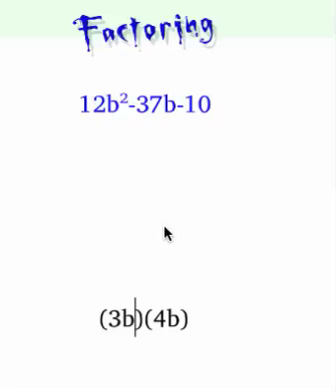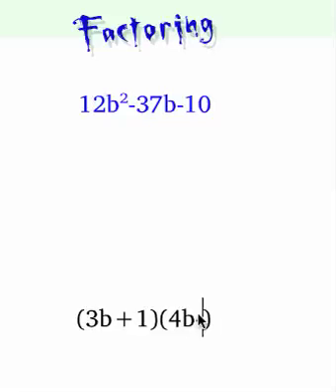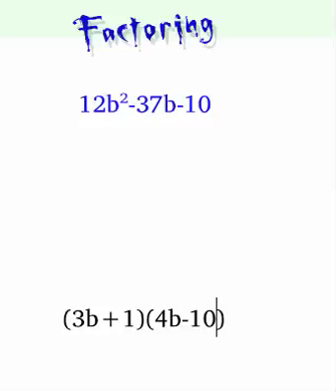The reason why 2 and 5 isn't going to work is I need to get all the way up to 37 when I multiply things out. So if I try 1 and 10, so plus 1, and let's try negative 10. Okay, so the 1 times 10 is negative 10, the 3 times 4 is 12. If I do 3 times negative 10, I get negative 30 plus 4. That's what we're actually going backwards, so that's not going to work.